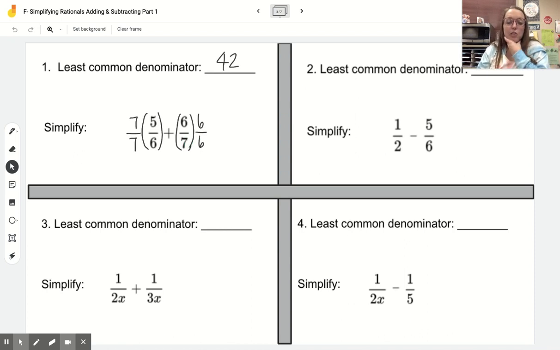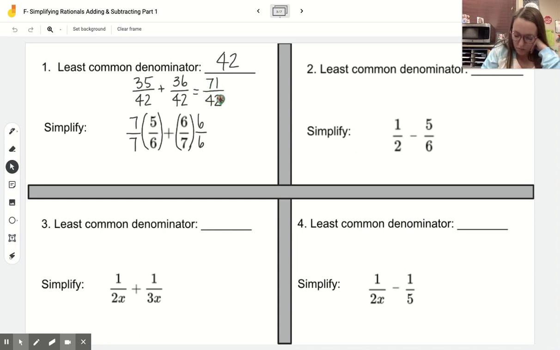All right. Why am I multiplying by the top and the bottom? 7 over 7 is just 1. So this is multiplying by a clever form of 1. If you're multiplying by 1, you're not changing the value of the fraction. So we're not changing what's happening here. We're just changing the way that it's written. So this is going to give me 35 on the top over 42 on the bottom, and 36 on the top here over 42 on the bottom. And then we add the numerators. So we're going to get 71, and we keep the denominator the same, 71 over 42.